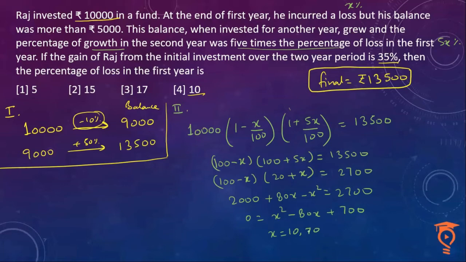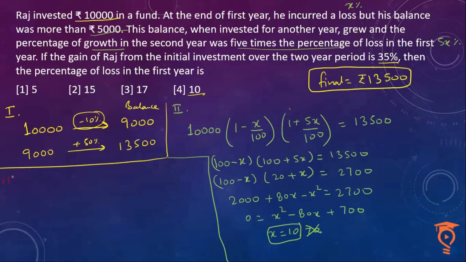Of these two values, I have to let go of 70 because if the initial loss was 70%, the balance after the first year would be only 3,000 rupees. Imagine subtracting 70% of 10,000. The question says that the balance after the first year was 5,000 or more. So 10 becomes my answer from here. This was my second method, the lengthy method, but the method that most people understand conveniently and, a little sadly, also because it consumes a lot of time.